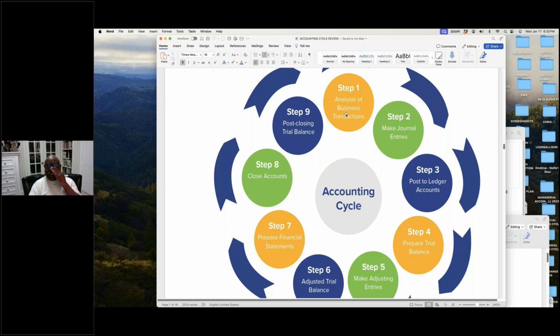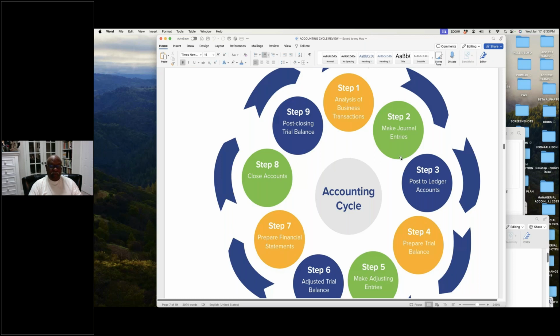So today, we're just going to work on steps 1 and 2, analyzing transactions, making journal entries. If you can analyze a transaction, make a journal entry, then these other steps will follow in. If you can't analyze a transaction, make a journal entry, then it's tough to learn accounting. And so we're going to focus on steps 1 and 2 today.